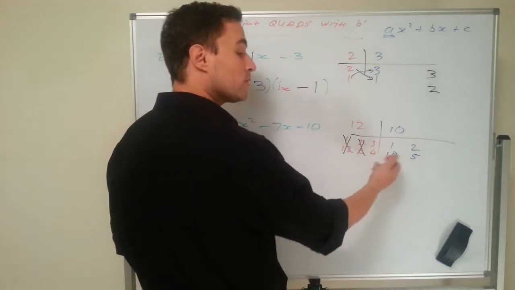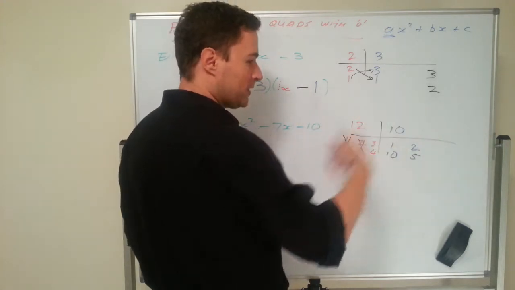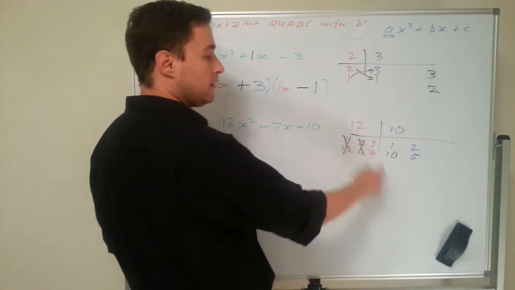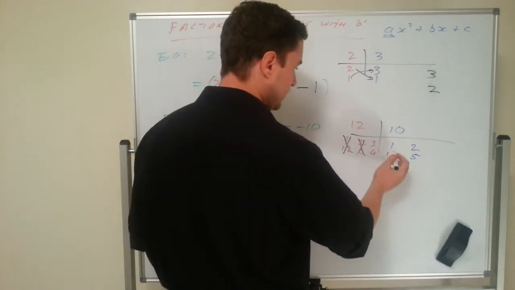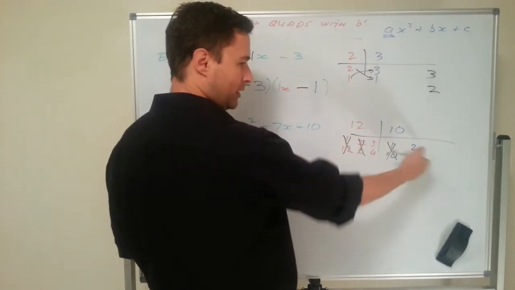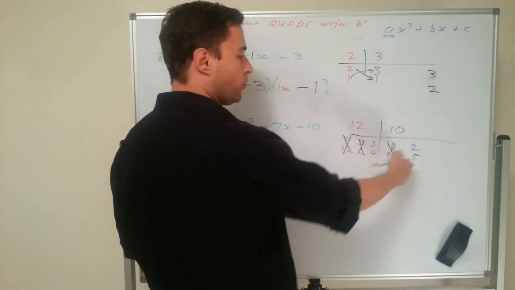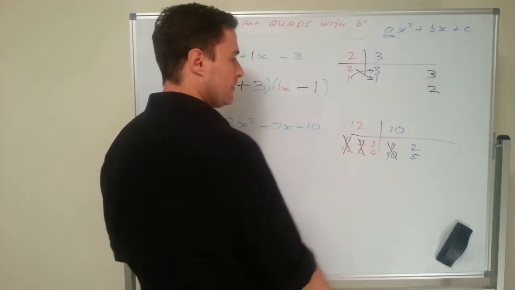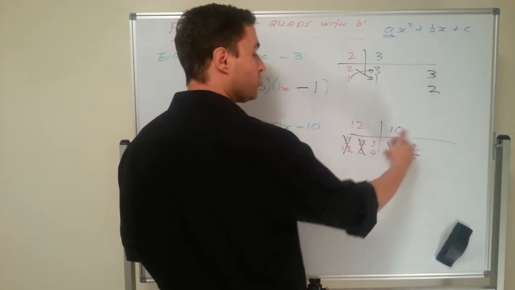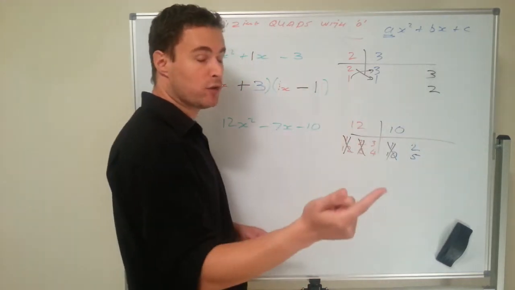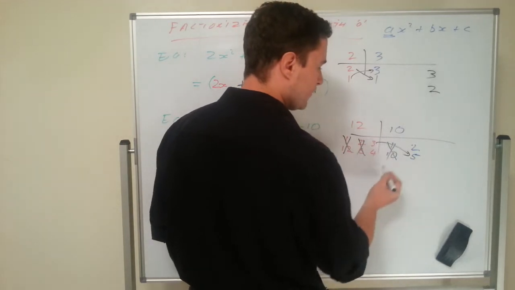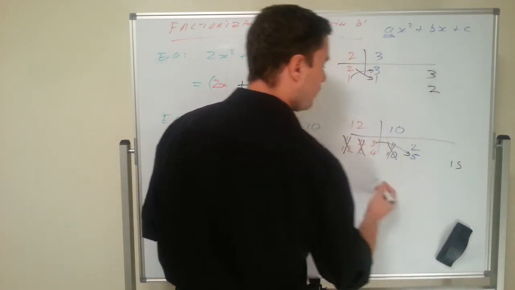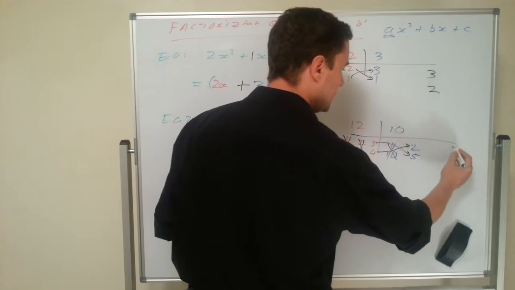Here we go. 3 times 1 is 3, 4 times 10 is 40, never get close to 7. 3 times 10 is 30, 4 times 1 is 4, never get close to 7 either. So 1 and 10 doesn't work with that. Well, let's try this one. 3 times 2 is 6, 4 times 5 is 20, never get close to 7. 3 times 5 is 15, 4 times 2 is 8, and the difference is 7.